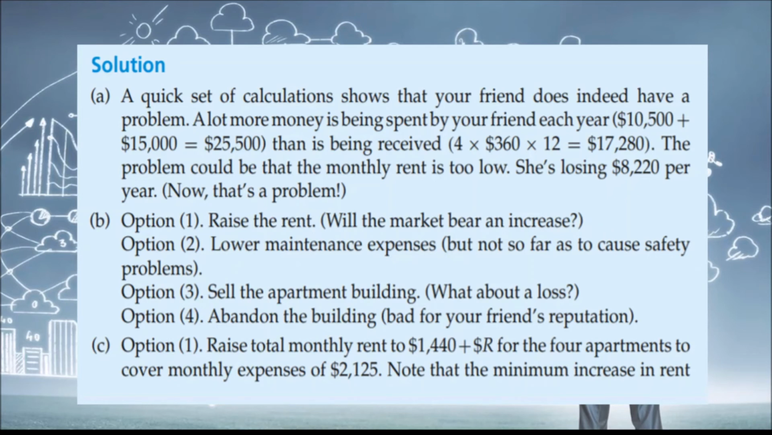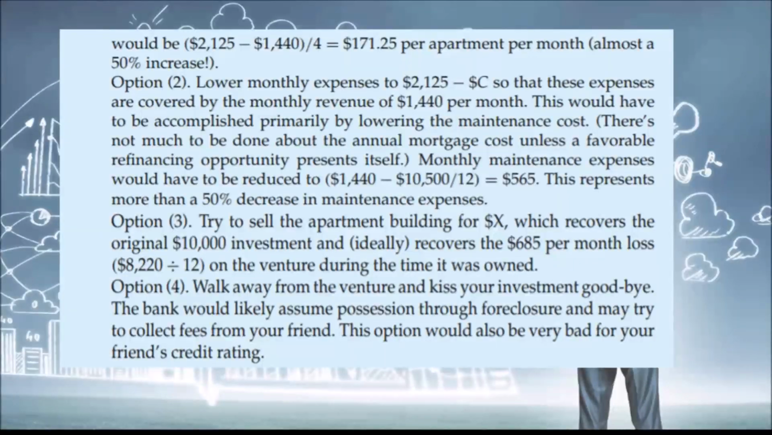Okay, so here is the solution to letter C. Option 1, raise total monthly rent to 1,440 plus R dollars for the 4 apartments to cover monthly expenses of 2,125. Note that the minimum increase in rent would be 2,125 minus 1,440, divided by 4, which is equal to $171.25 per apartment per month. That is almost a 50% increase.